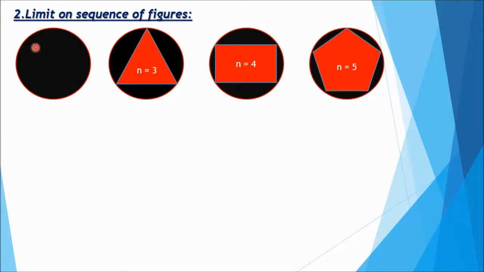We can see in the first figure the black part, the area occupied by the black part is equal to the area of the circle, but here the black part is decreasing. Even more it is decreasing when n is equal to 4, and even more when n is equal to 5. We have to observe this black part outside the polygon. Inside the circle and outside the polygon there is the black part, black area, black region, and it's decreasing. There is complete black.